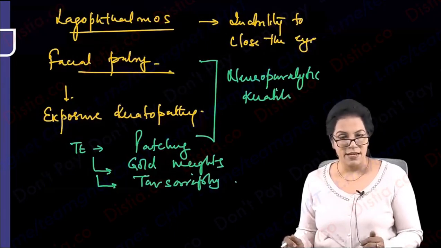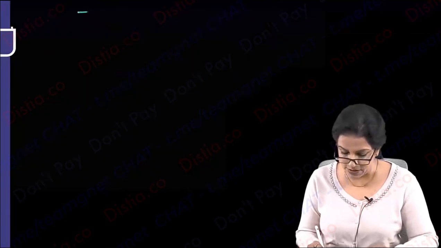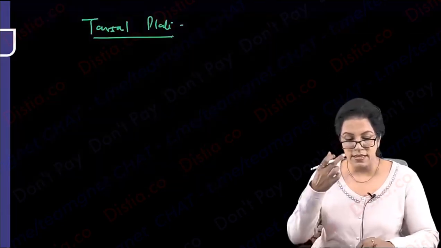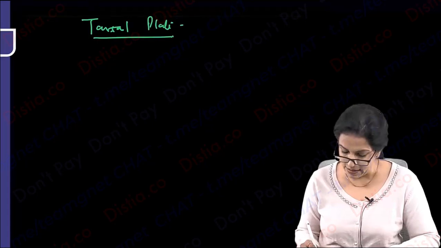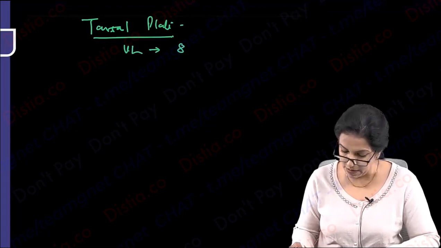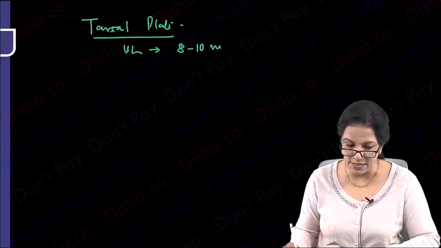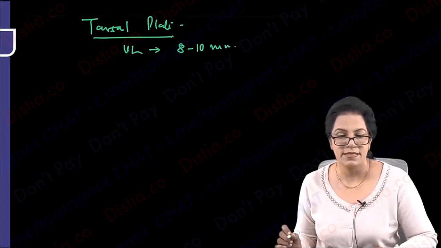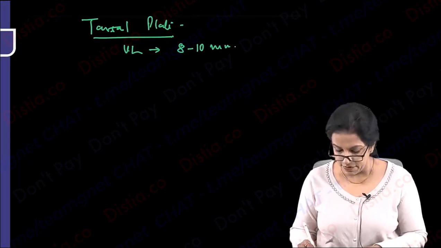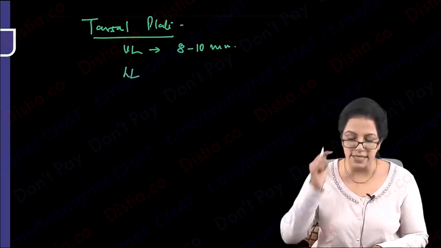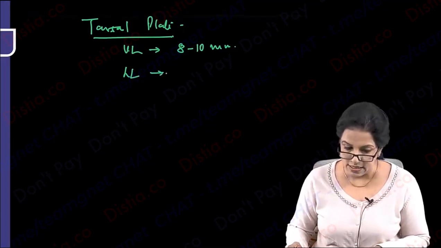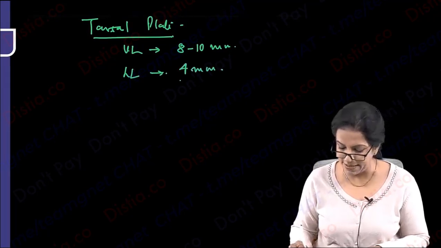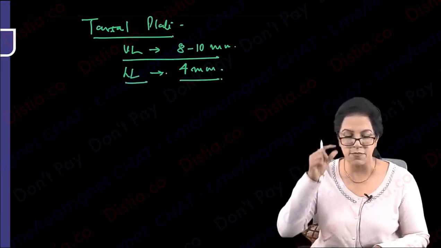Okay. We come now to the posterior lamella. First is your tarsal plate. If you look at the tarsal plate, the width at the upper lid is around 8 to 10 millimeters, right? Whereas for the lower lid, it is a little shorter. Can you see the vertical length is less? So you will learn it as almost half, 4 millimeters. This is the vertical height we are talking about for the tarsal plate.